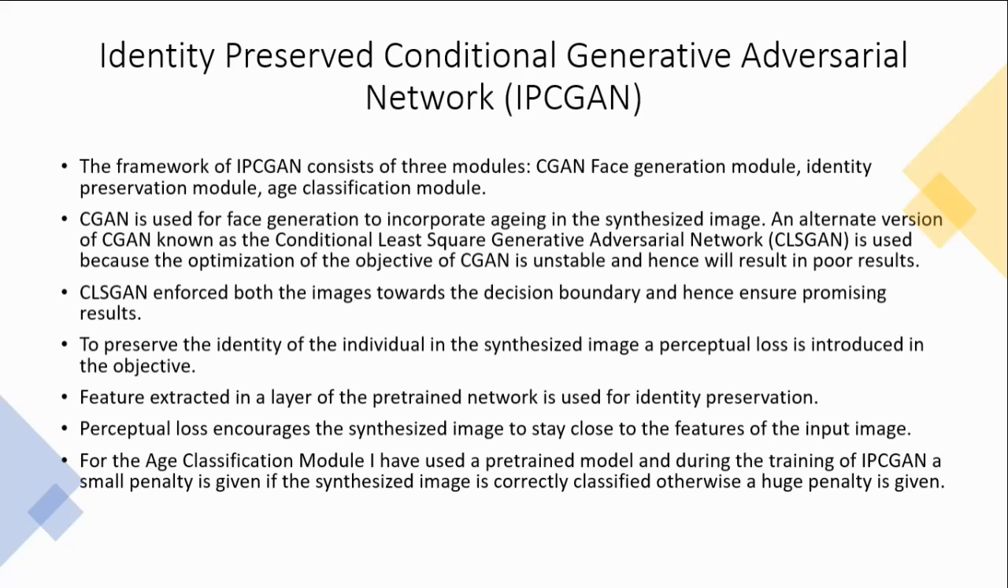For this purpose, an AlexNet pre-trained on ImageNet is swept through all the layers, and it was observed that convolution layer 5 produced the best results for identity preservation. For the age classification module, I have used a pre-trained model during the training of IPC GAN. A small penalty is given if the synthesized image is correctly classified, otherwise a huge penalty is given.